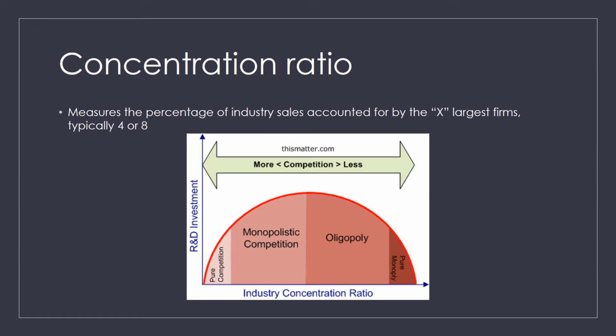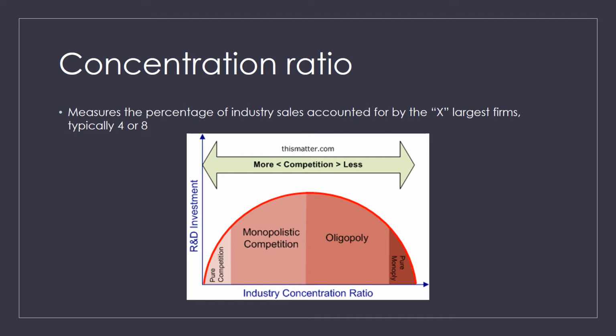Concentration ratio. All right, so this is the first way. Again, what we're looking at is we're trying to decide from the total percentage of industry sales, how many of them are accounted for by the largest X number of firms. So that could be the largest 4 or 8 typically. So of the total industry, how much of their sales is accounted for by just the top 4 largest firms or the top 8 largest firms. And the larger this number is, the more concentrated it is, the more likely it is to be an oligopoly.